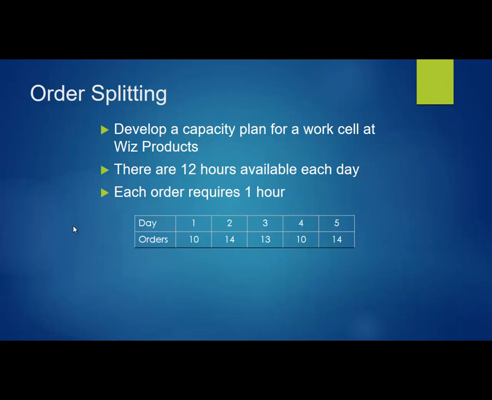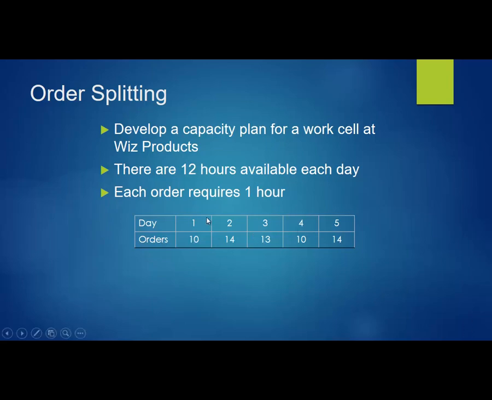In day 1, the order is 10. Day 2, the order is 14. Day 3, 13. Day 4, 10. And day 5, 14. Again, notice that they work 12 hours. So their availability is 12 hours, and each order requires 1 hour. So basically we can do 12 orders a day.